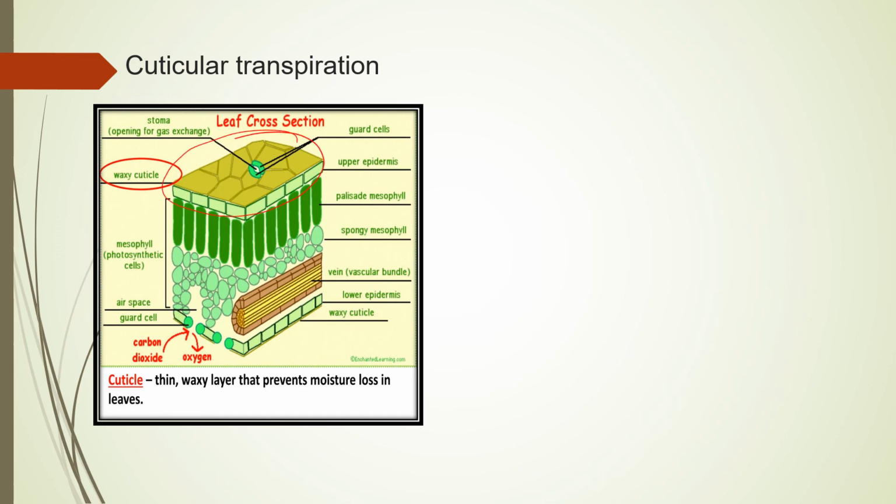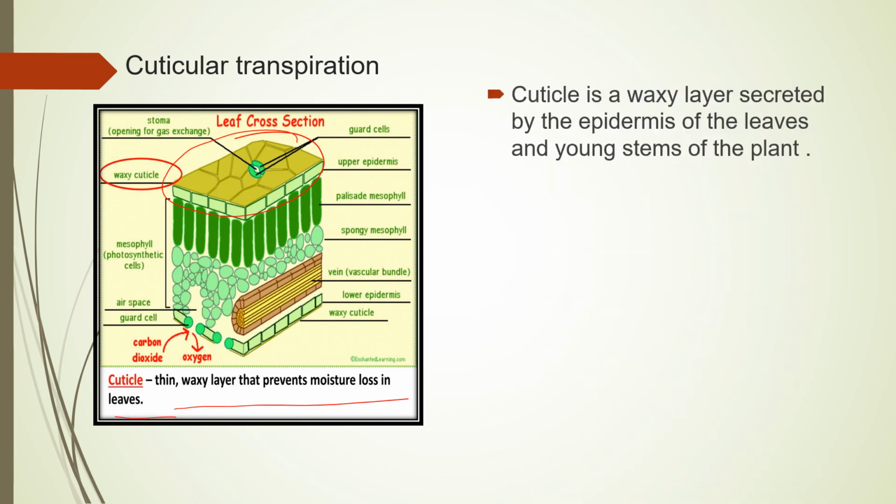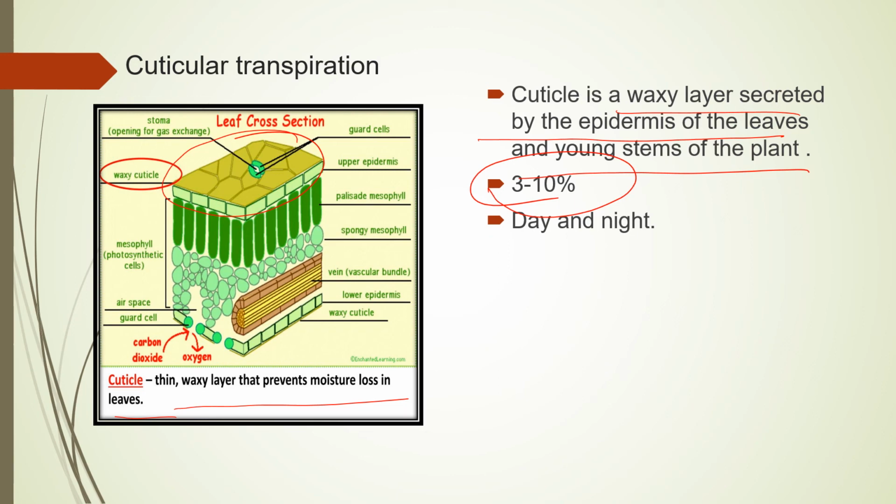The thin waxy layer that prevents moisture loss is the cuticle, and the loss through it is cuticular transpiration. Cuticle is a waxy layer secreted by the epidermis of the leaves and the young stems of the plant. Only 3 to 10% of the total transpiration is cuticular transpiration. It occurs day and night. It doesn't depend on the stomatal opening or closing. It is happening through the cuticle.